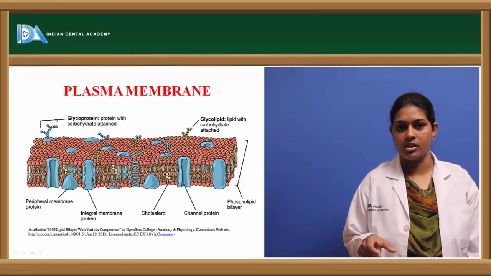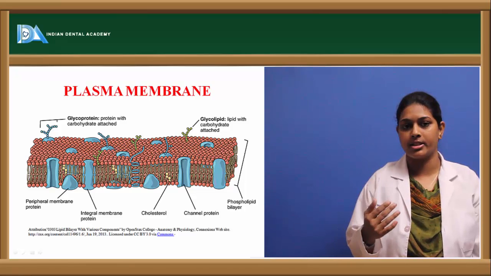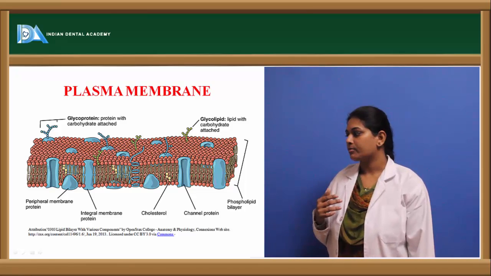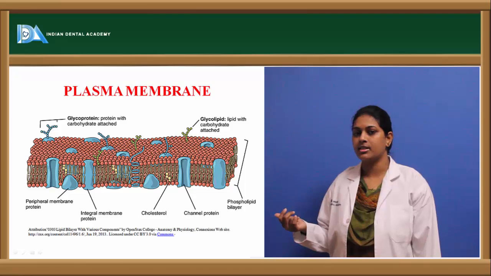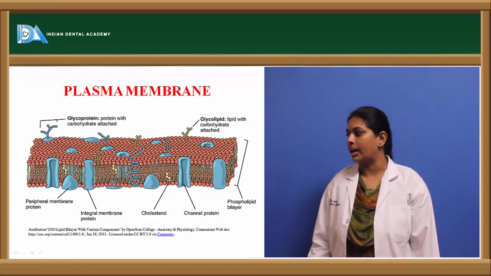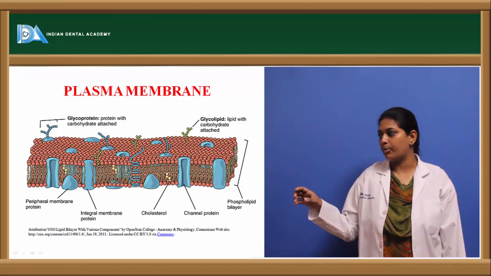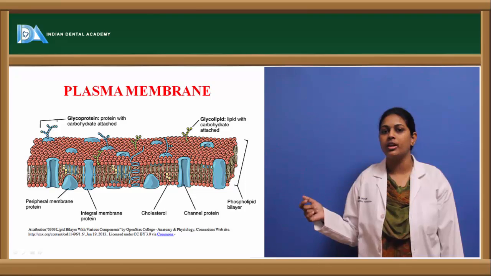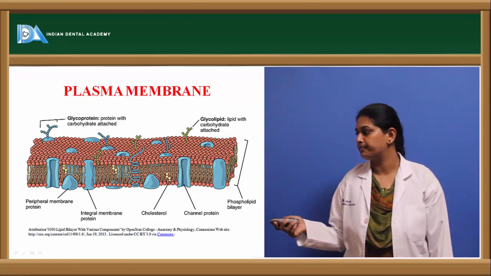Then coming to the channel proteins, as the name itself suggests, these usually form channels. That is, they allow the transport of certain substances from the interior to the exterior part of the plasma membrane, so they are called channel proteins. The other groups of substances that can be seen are glycoproteins, which are proteins attached to carbohydrate structures, and glycolipids, which are lipids attached to carbohydrates. This is the structure of the plasma membrane.